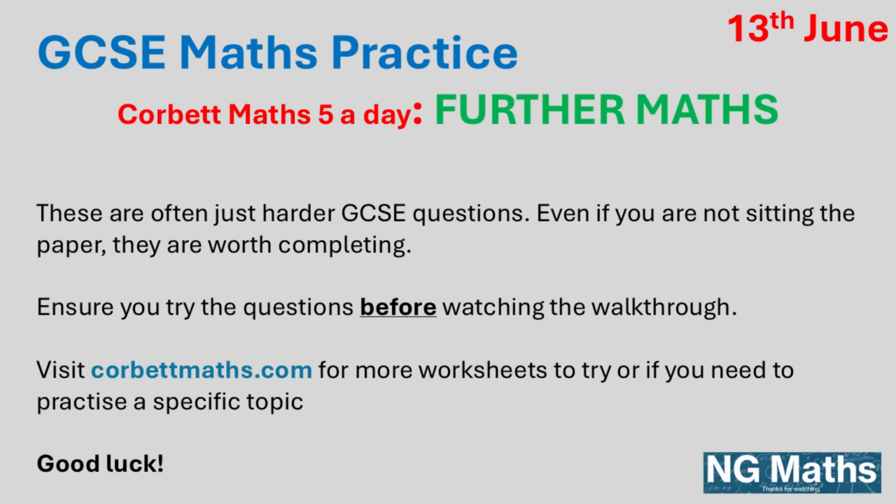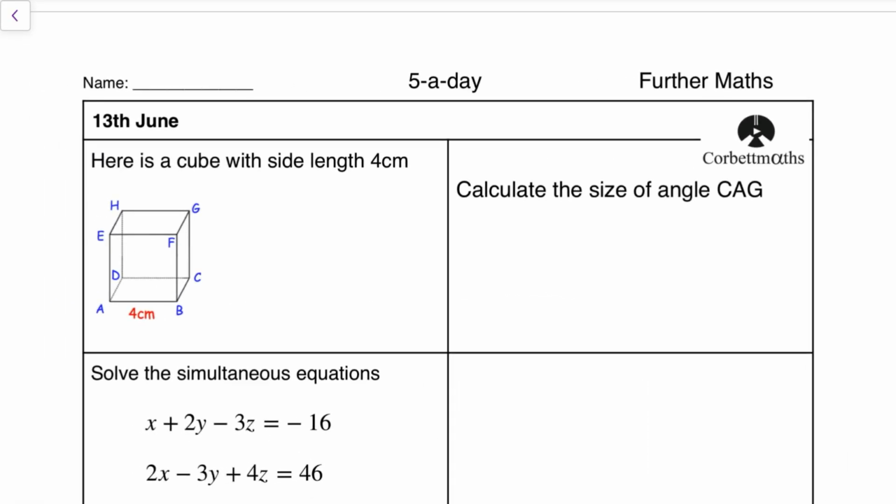And welcome back, 13th of June, further maths 5 a day, and let's just have a look at the first question. Here is a cube with side length 4. Okay, I know that just because it's not 1 and it's an easy error to make. So side length is 4, which means all sides are 4. Calculate the size of angle CAG.